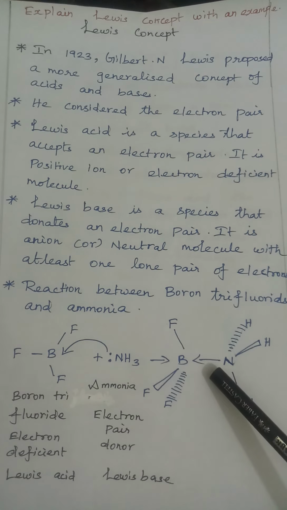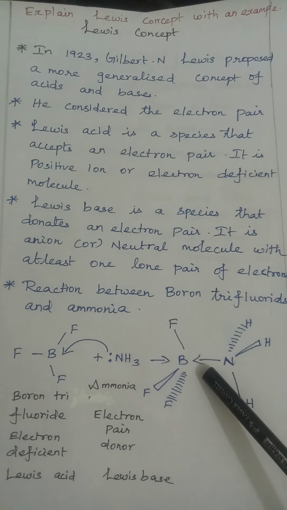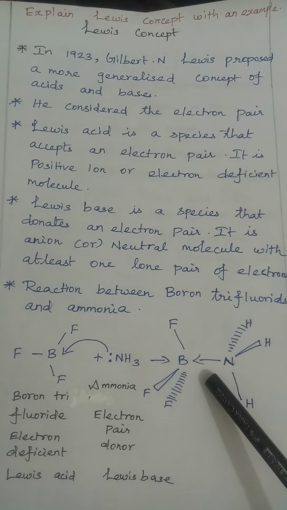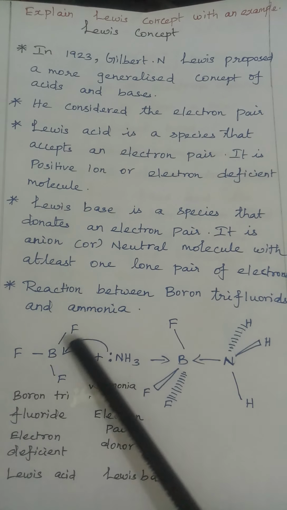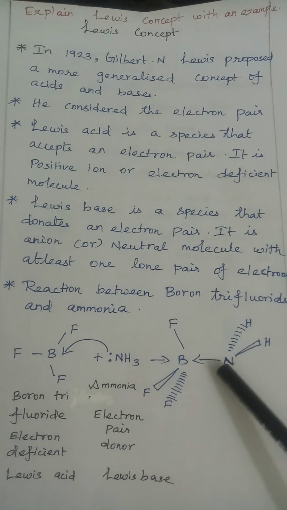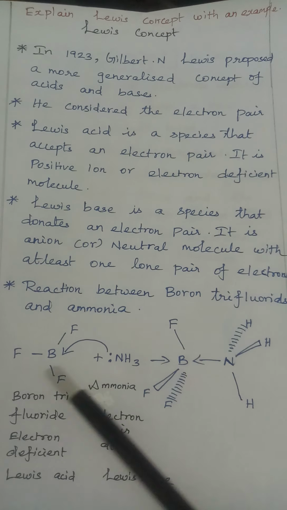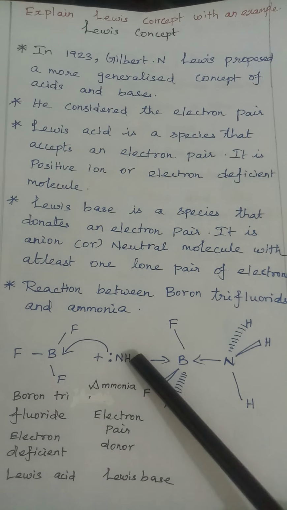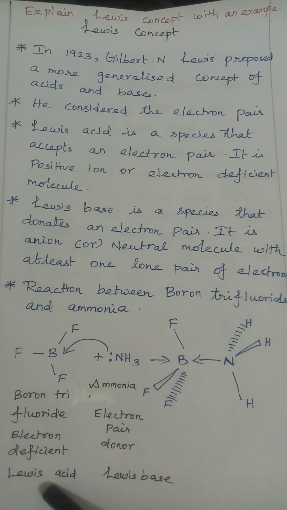There is a bond formed between the boron and nitrogen. This bond is said to be a coordinate covalent bond. Which one is responsible for the formation of this bond? The pair of electrons from ammonia is donated to the boron, and the bond forms between the boron and nitrogen. So an electron pair donor is called a Lewis base. An electron pair acceptor is called a Lewis acid.